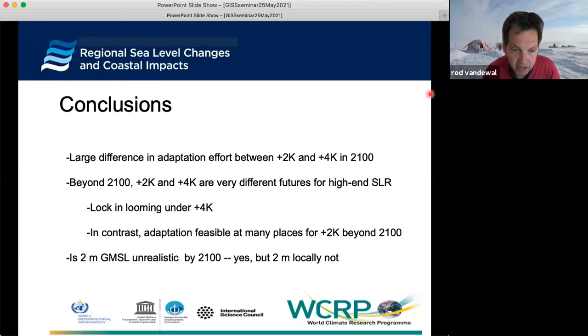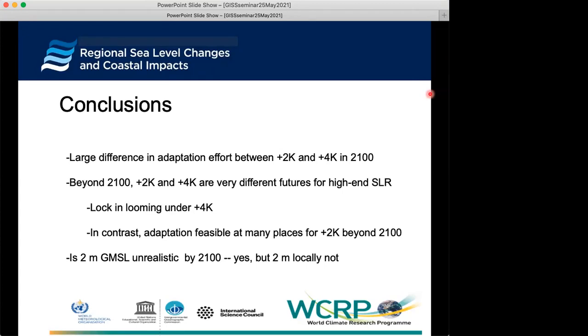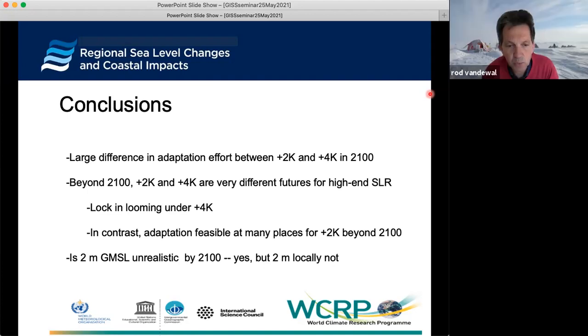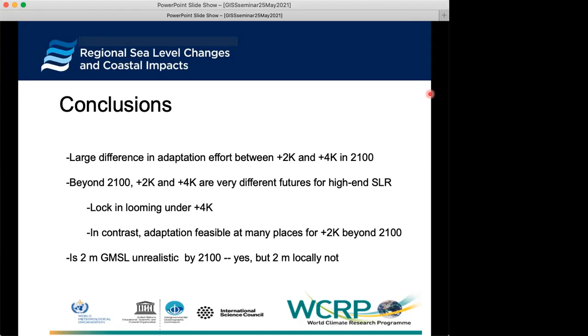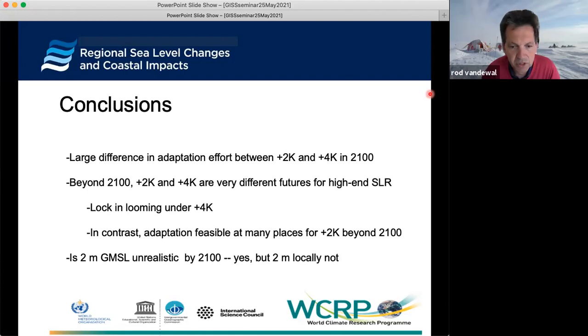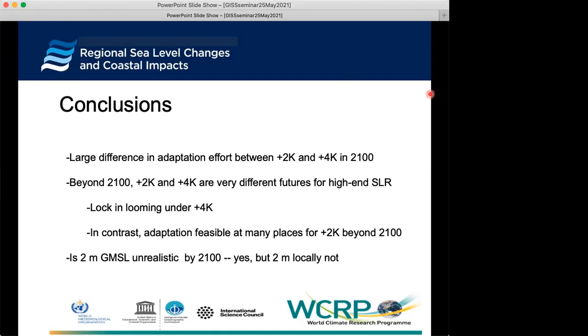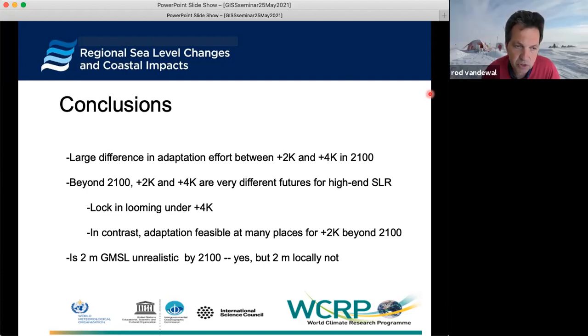And finally, a point of discussion which was around for a long time in the community: the outcome of the expert elicitation pointing to the 2-meter GMSL in 2100, is that really unrealistic if you follow this storyline approach? Well, 2 meters, I would say, is unrealistic in the sense that we don't get there if we add up the different components as we did in this study. But at the same time, it's not that far off from it anymore.